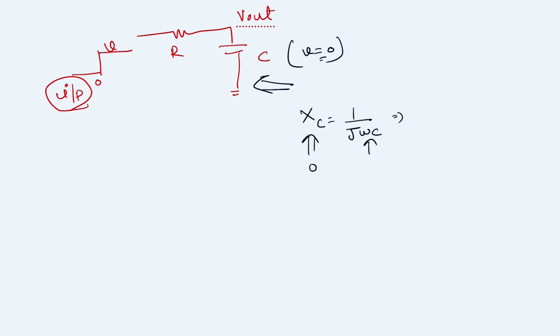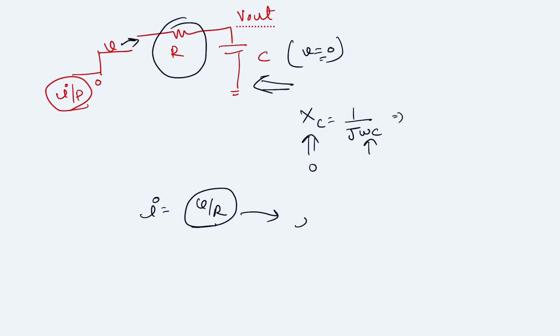So the input voltage V that we give will go across the resistance. The current that flows at t equal to 0 is V by R, and due to this current, it will flow through the cap and charge the cap.